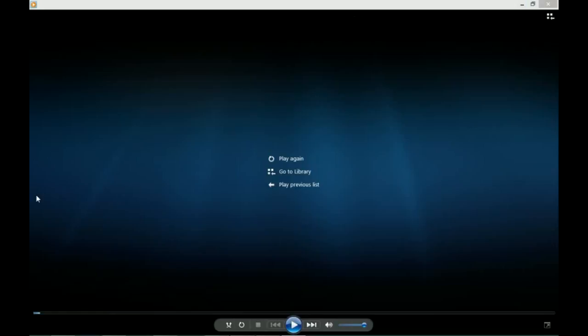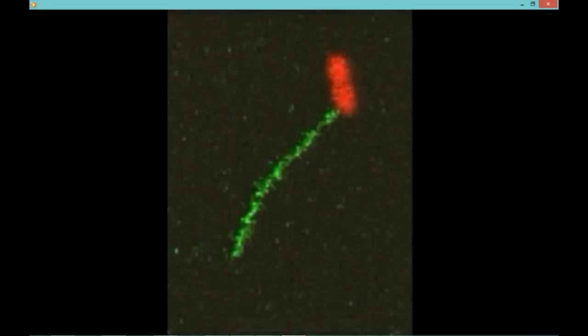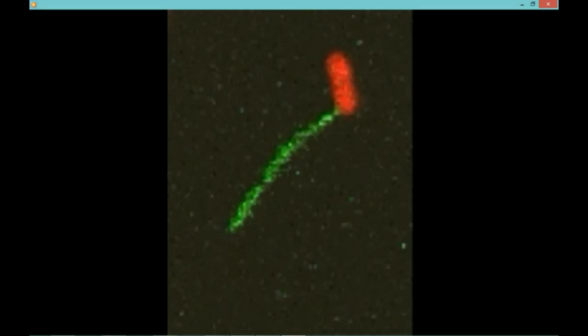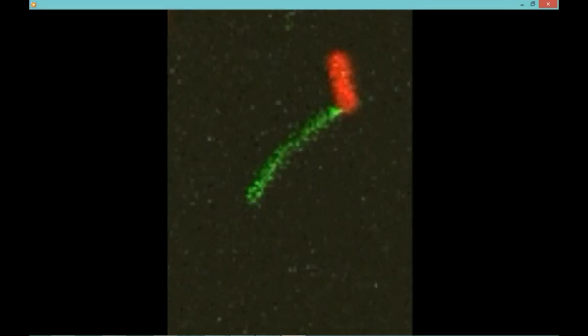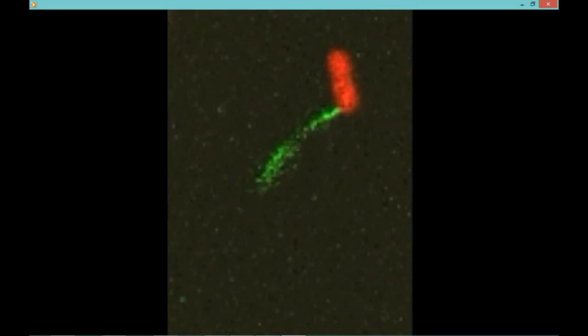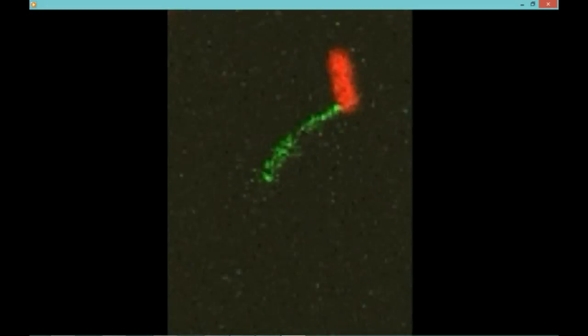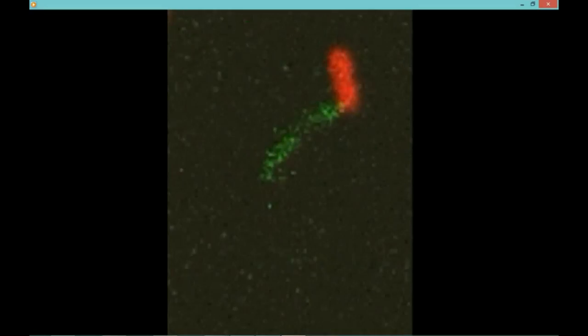What's the next one? So let's see what it does when it hits another cell. I think this one's a good one. Okay, so there's one cell. It's got an F pilus that's been extruded. It's not doing very much, just kind of waggling around. But in fact, you can see it's getting shorter. So it can be retracted, this kind of thing.